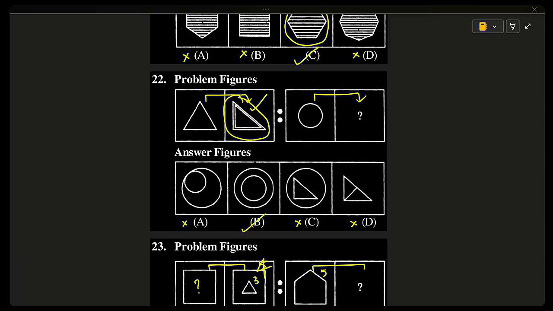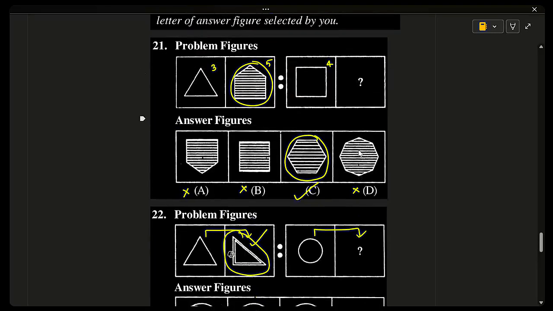21. 21 is very simple. Three-sided polygon is becoming five-sided polygon. So how many sides are increasing, Nishika? Sir, 2 sides. That means 4 plus 2 should become 6 sides. So six-sided polygon only there in option C.